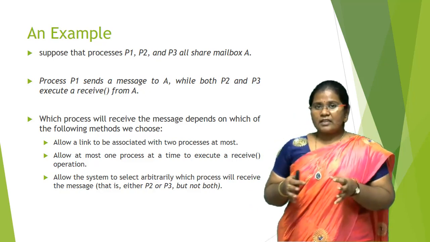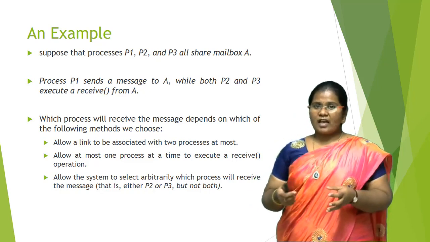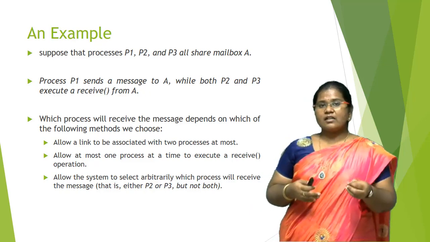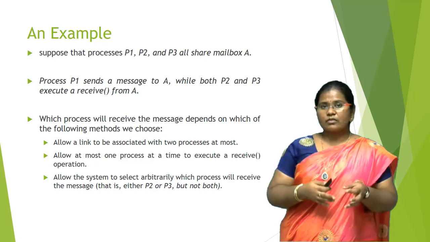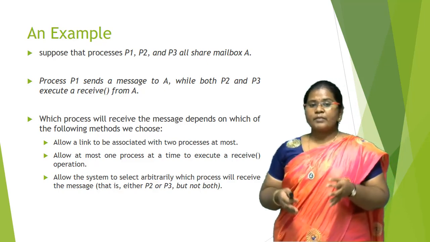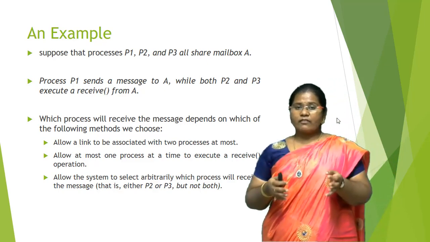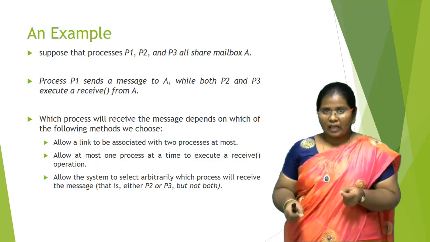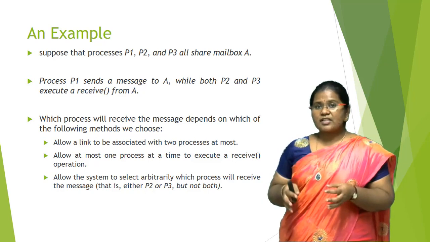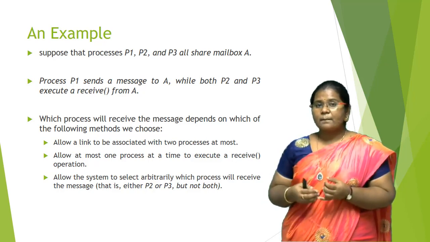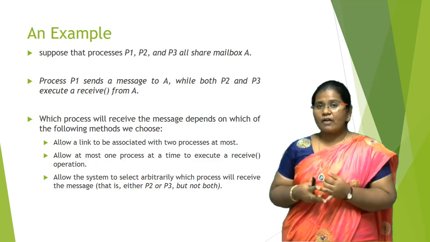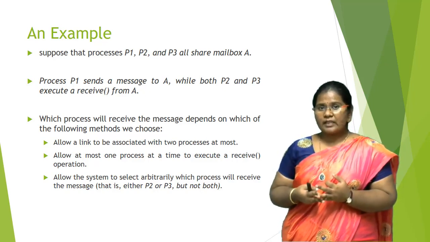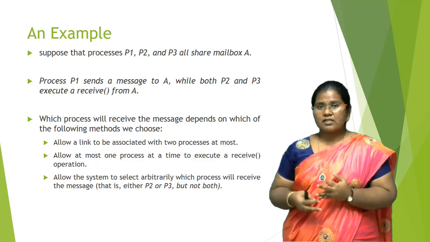Now P2 and P3 are the receiver processes, so they have to execute the receive system call, whereas P1 is a sender process, so it will execute the send system call. So now if the P1 process sends a message to mailbox A, that message can be accessed by P2 or P3. How will the operating system decide which process, either P2 or P3, has to receive the message sent by the process P1?